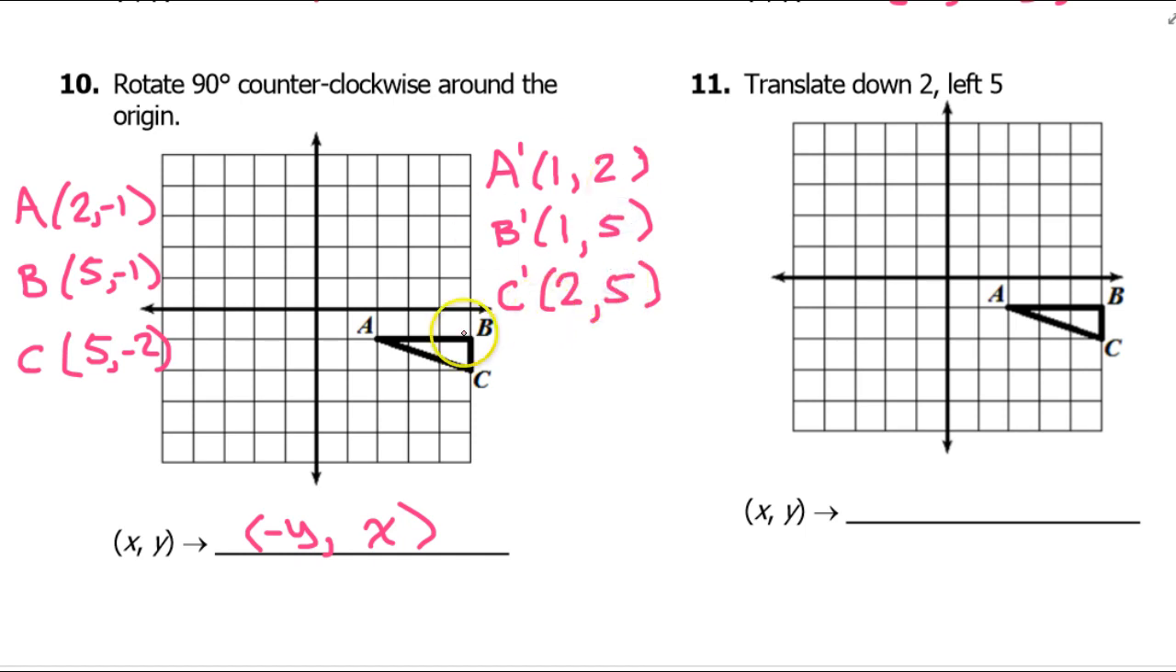So I'm just going to plot these, and that's it. So 1, 2, 1, 5, and 2, 5. And there it is.